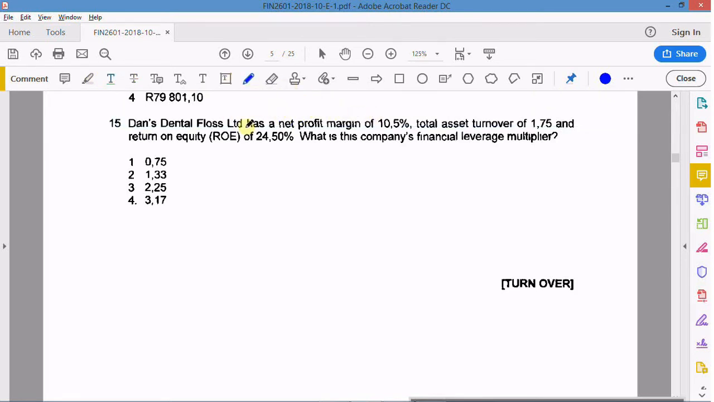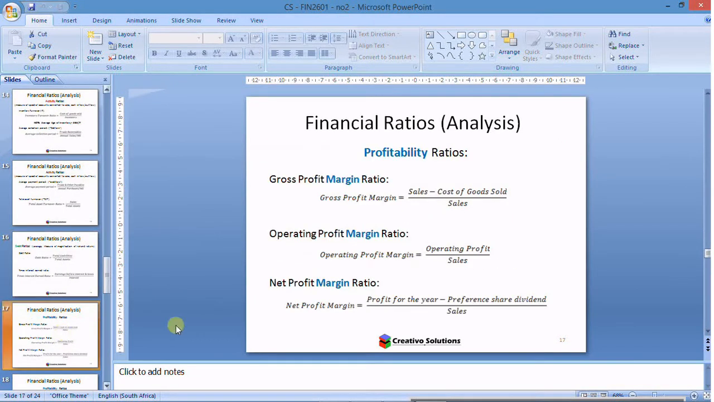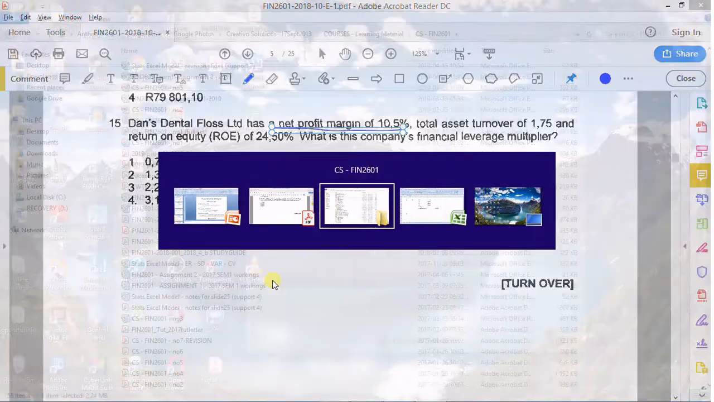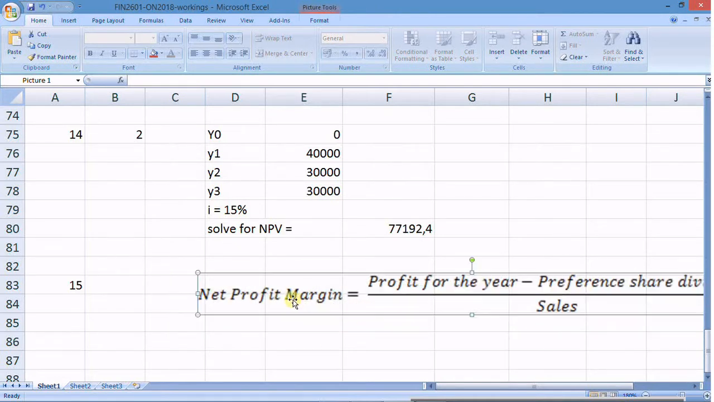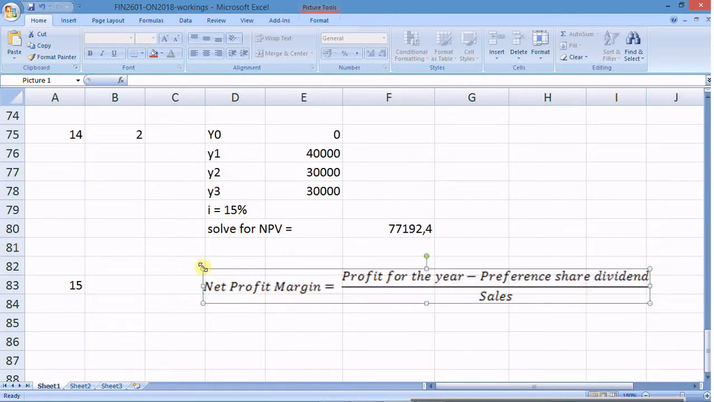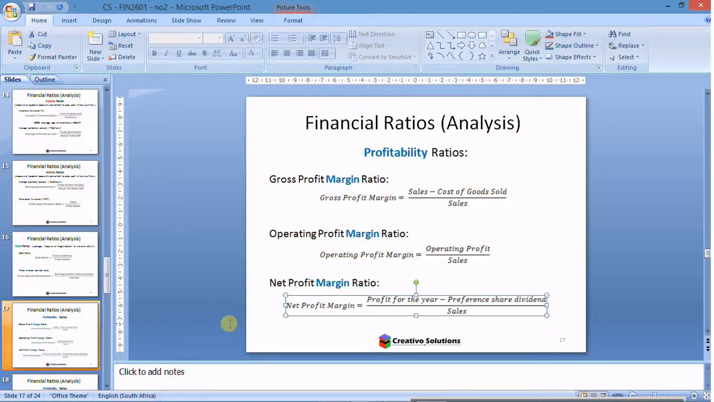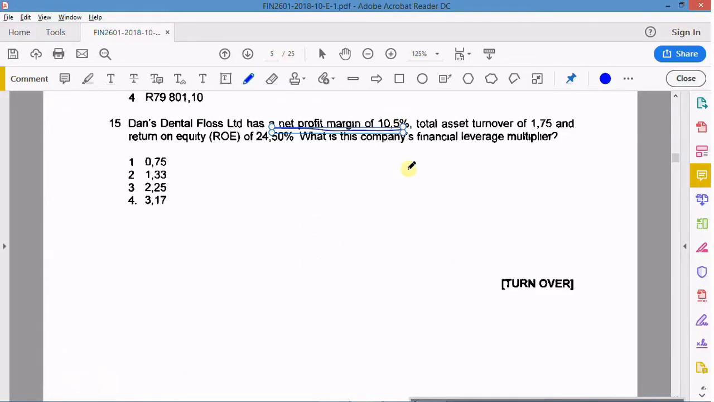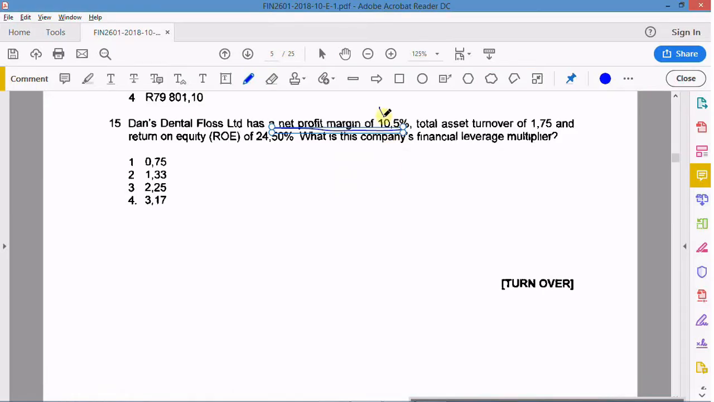Okay, so Dan's dental floss has a net profit margin. When I see that, I write down the formula. Where's our net profit margin one? There. Copy, paste. As soon as I read something that relates to a ratio, you write down the formula. Net profit margin equals 10.5%. Total asset turnover. As soon as I see that, I write down the formula.